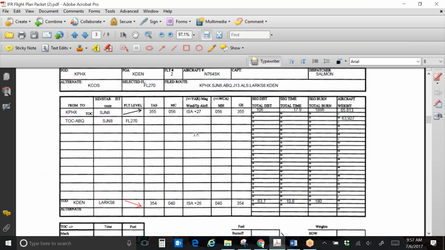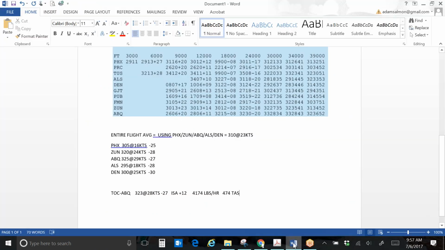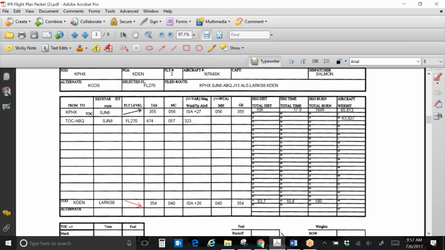True airspeed here, 474. Remember our magnetic course here was 057 that we wanted to use. Our wind, 323 at 28. And then we're using our temperature of minus 28. Okay, we don't know the magnetic heading yet, nor do we know the ground speed. We do know the total distance of 169.9. I'll go ahead and put that in there. Okay, nothing else we know yet though.